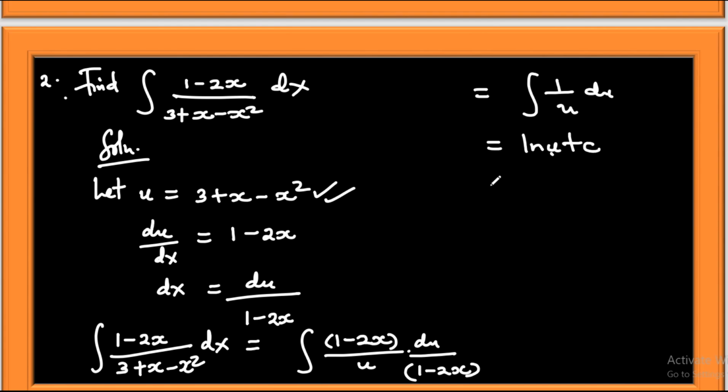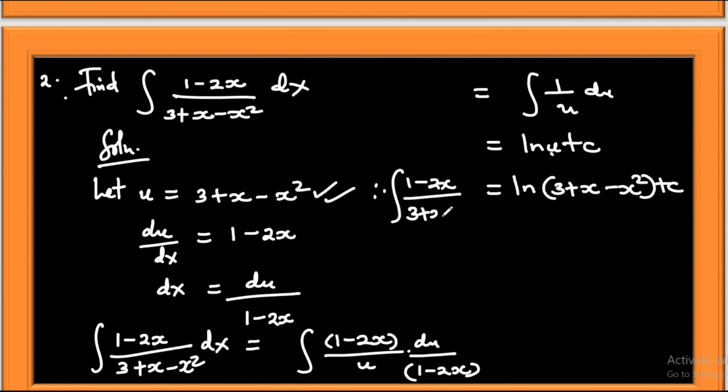But what is u? Our u is 3, the way we started, plus x minus x squared, plus our constant of integration. So we can make that conclusion that the integral of (1 minus 2x) divided by (3 plus x minus x squared) with respect to x is actually equal to ln of (3 plus x minus x squared) plus a constant. As simple as that. Let's quickly look at another form that has a trig function, and we see how to follow the same procedure.